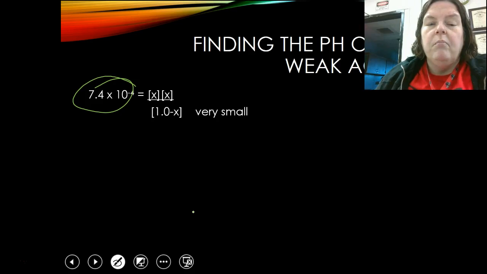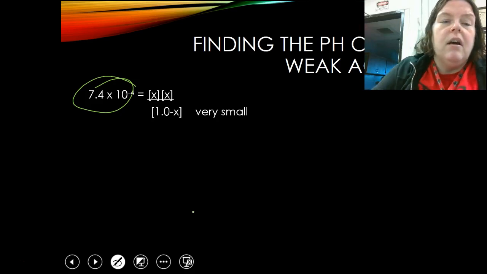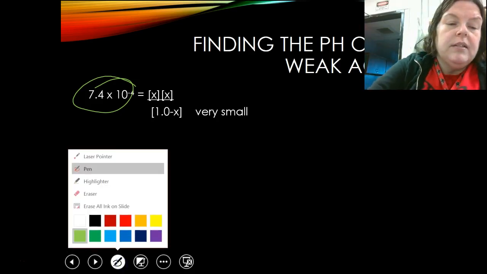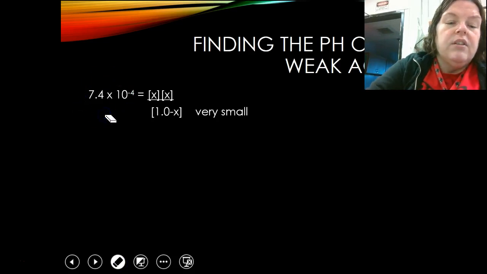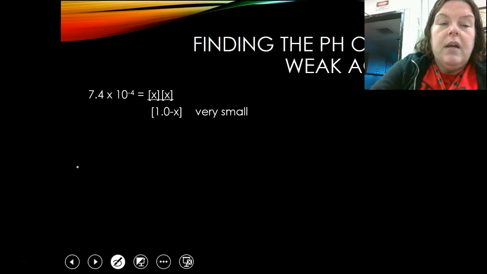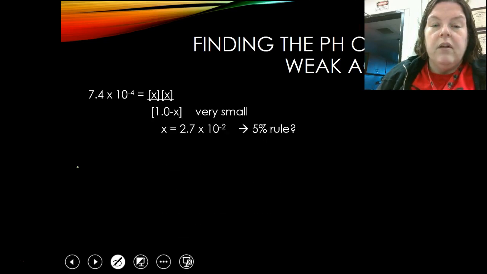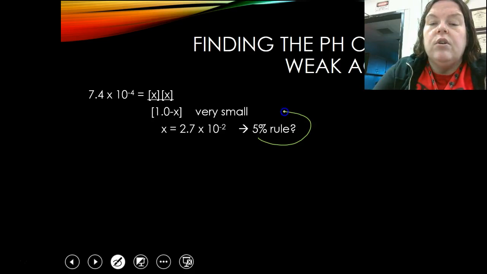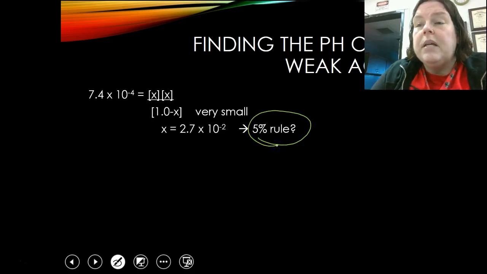Okay. But this change is very small. Excuse me, let me erase something here. I'm sorry, that was 10 to the 4th, not 10 to the 7th. I apologize. Because we have a very small Ka, this is going to be a very small change. So what we're going to do is assume that it stays 1. All we have to check is to make sure it's within the 5% rule. So what does that mean? We've been seeing that a couple times through equilibrium.